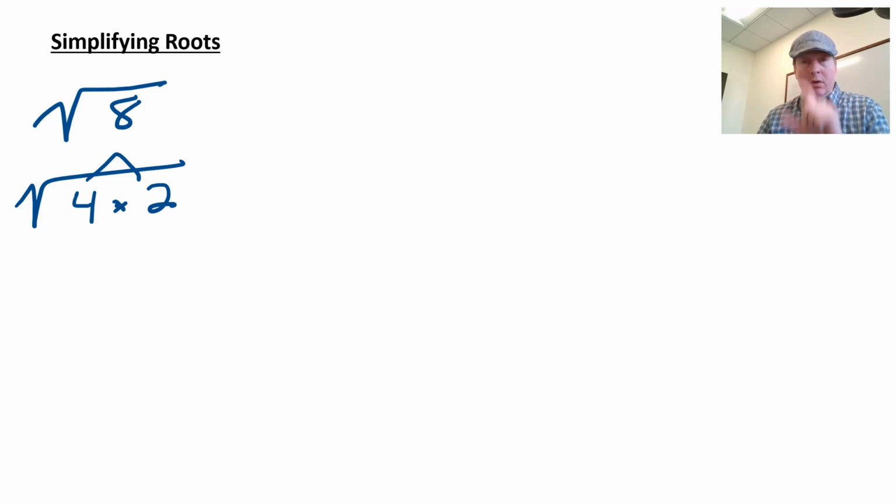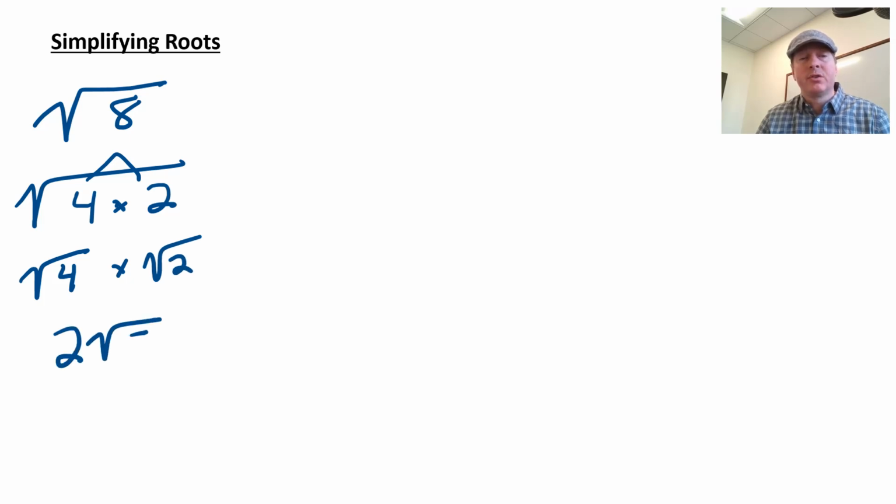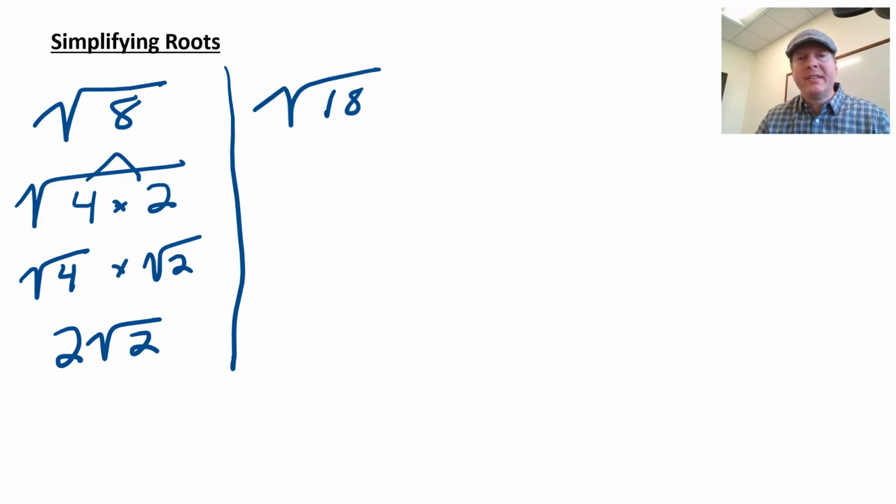Well, you can separate those. That is the same thing as the square root of 4 times the square root of 2. That is the same thing as 2 times the square root of 2, 2 root 2. So you can simplify a root in that way by asking, is it divisible by any number that is itself a perfect square?